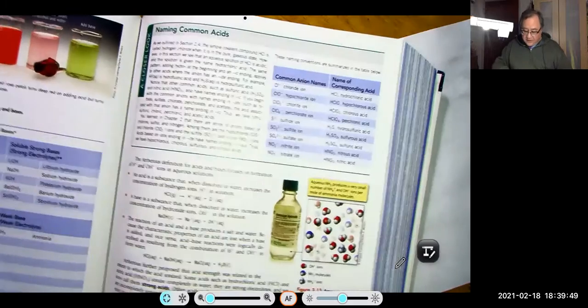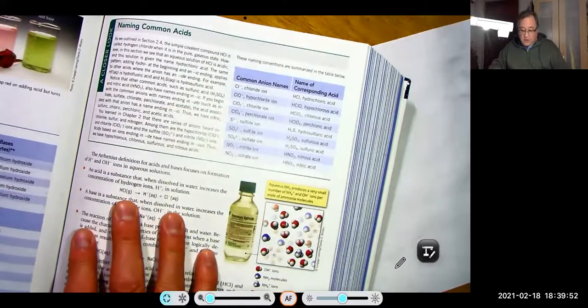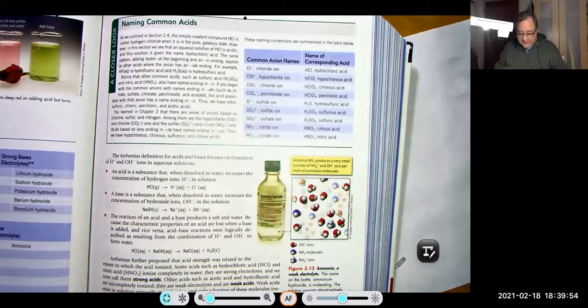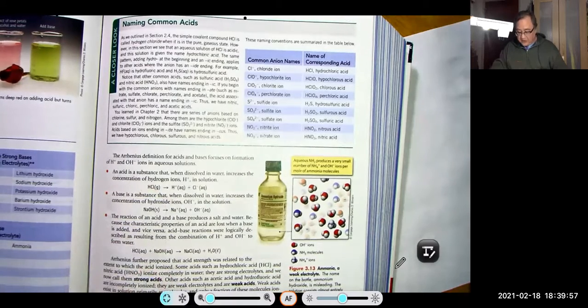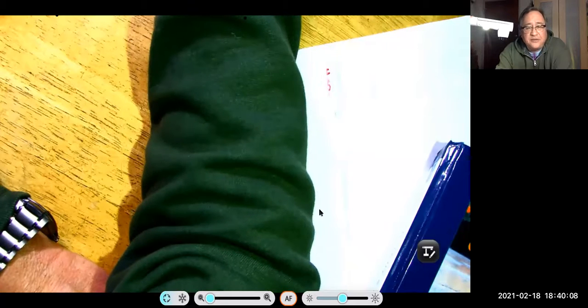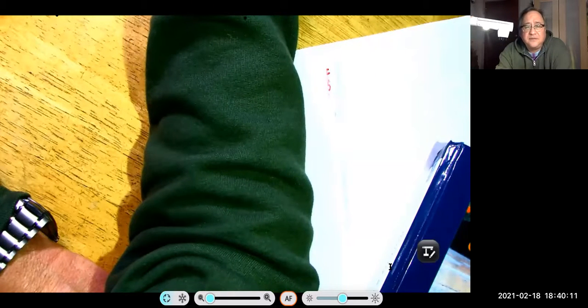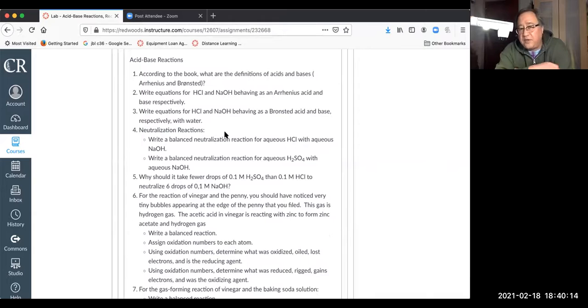And here, they show you how you write out an equation to show how an Arrhenius acid is acting in water. Okay, so they show you that also. So I'm going to put that off to the side. A lot of this lab is trying to direct you to the reading that I'd like you to do. So do you see with number one, what are the definitions? Then write equations for HCl and NaOH behaving as an Arrhenius acid and base respectively. And that's shown in the book how to do that.